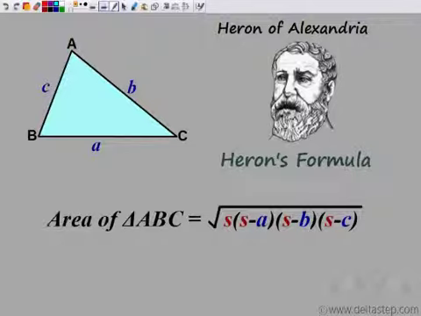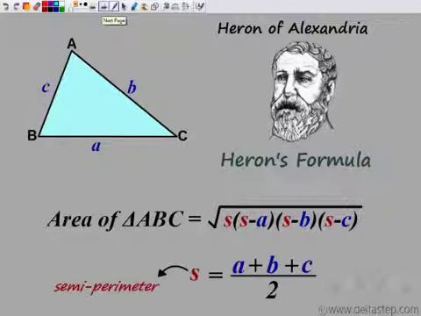So you would see here that there's a letter called S appearing. What is this S? Let's first see. So this S is actually the semi-perimeter. We know perimeter is A plus B plus C. Semi-perimeter means half of the perimeter. So half of perimeter, which is A plus B plus C by 2. This is what S is.